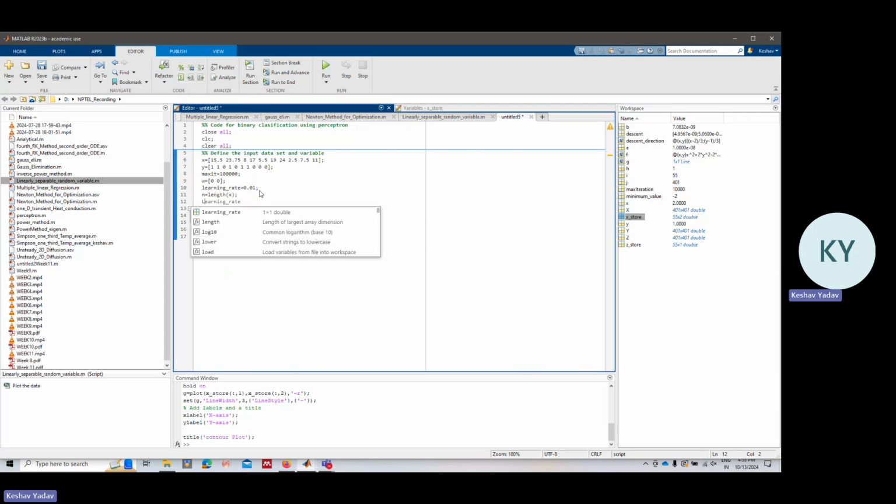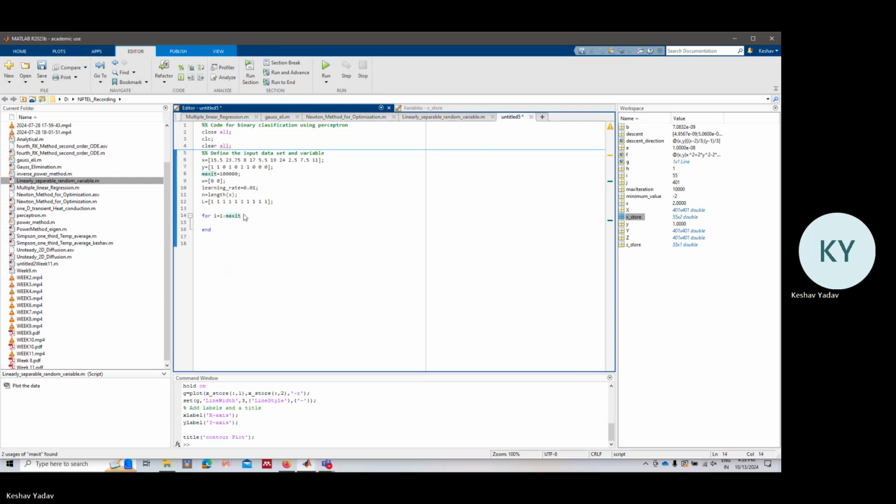My loss function L, suppose I am initializing it as 1 everywhere. This is my loss function. Now I have defined the loss function. R I have already defined, W I have already defined.